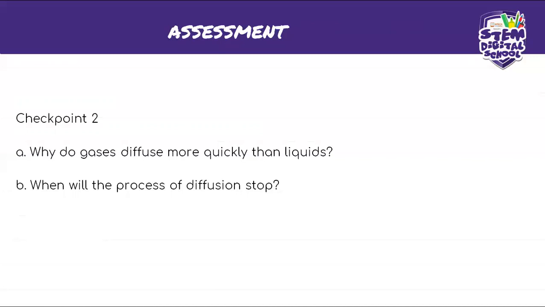All right. Yeah, I can see your answers. Someone is saying they are more separated than liquids. Okay. Someone is saying because gas particles move constantly and faster than liquids. All right. Someone is saying there are more spaces in gases for diffusion to occur. Okay. Yes, send in your answers before we move to the next.